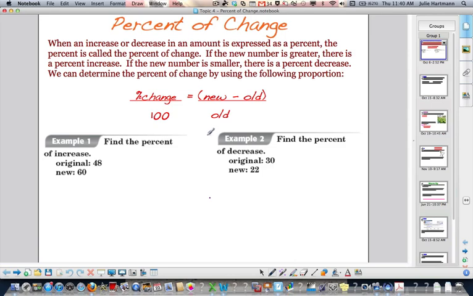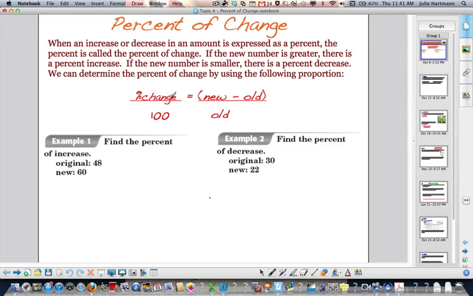Percent of change. When you have an increase or a decrease in an amount that is expressed as a percent, the percent is called the percent of change. If the new number is greater, there's a percent increase. If the new number is smaller, there's a percent decrease. You can determine that percent of change by using the following proportion.